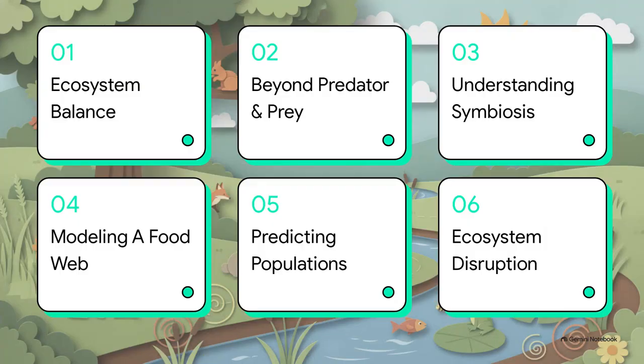Okay, let's take a quick look at our game plan for today. We'll start with the delicate ecosystem balance, then move beyond predator and prey before getting into symbiosis. After that, we'll model a food web, predict some population changes, and finally, we'll tackle the ecosystem disruption challenge.